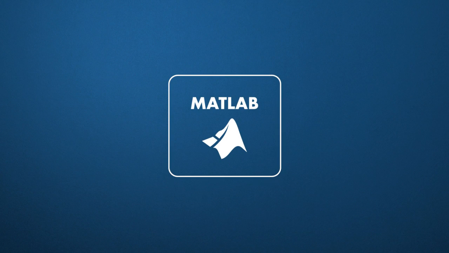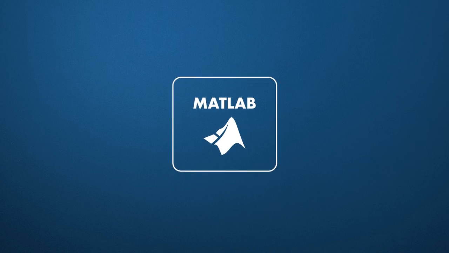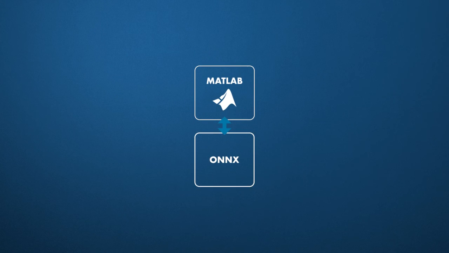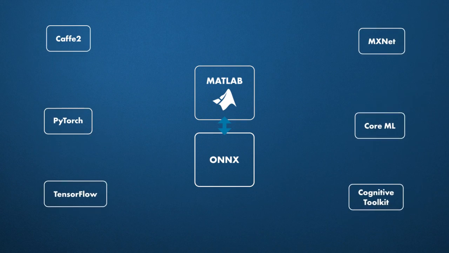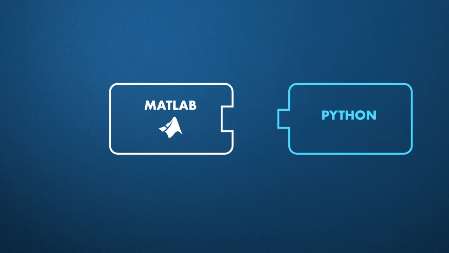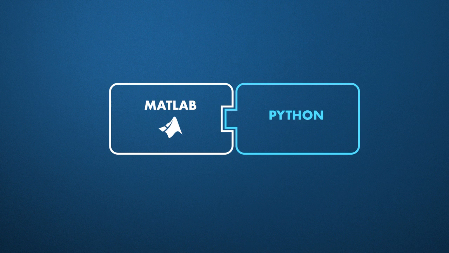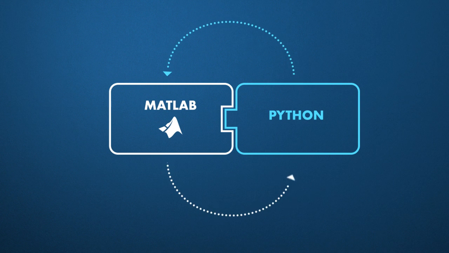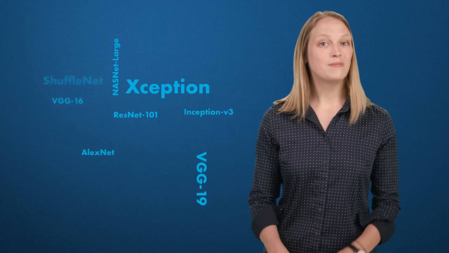MATLAB has a variety of ways to interact and transfer data between deep learning frameworks. MATLAB supports ONNX to import and export models between other frameworks. A model designed in PyTorch, for example, can be brought into MATLAB, and models trained in MATLAB can be exported using the ONNX framework. MATLAB also supports Python interoperability. You can call Python from MATLAB and MATLAB from Python. We continue to expand our support for pre-trained models, which have been tested and vetted by deep learning experts.